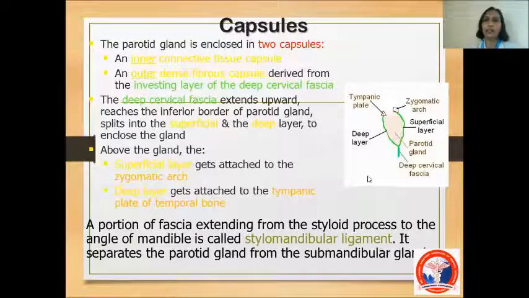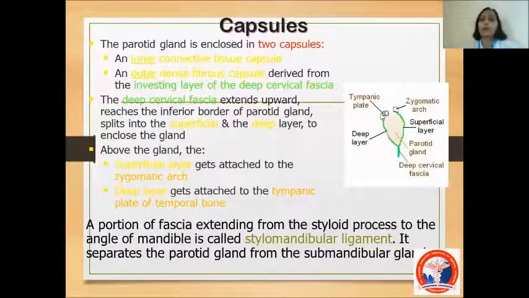The diagram shows the green color indicating the fascia. We see the deep cervical fascia coming to the base of the mandible, splitting into a superficial and deep layer to enclose the gland within. Superiorly, the superficial layer of the investing layer of deep cervical fascia will be attached to the zygomatic arch, whereas the deep layer of the investing layer of deep cervical fascia will be attached to the temporal bone. So here we see the tympanic plate of the temporal bone.